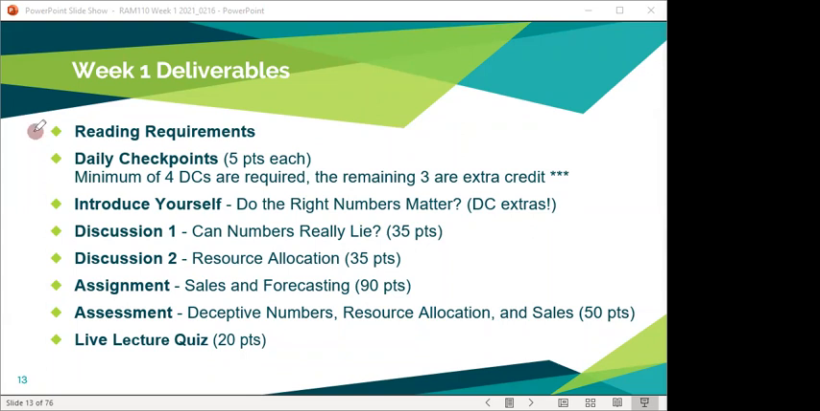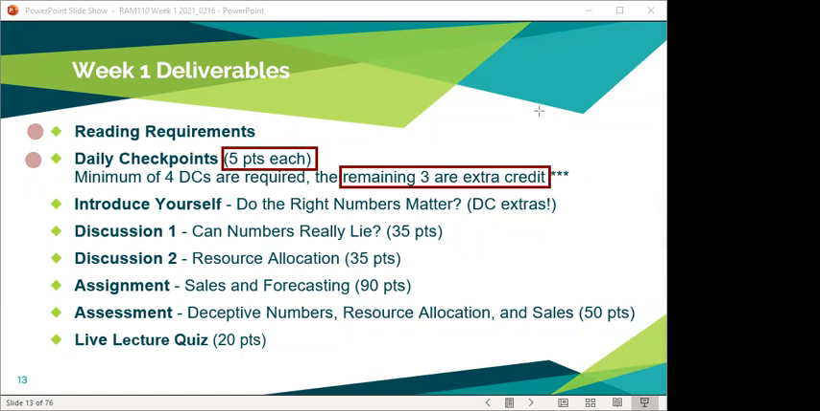So your daily reading requirements, make sure you address those and carve out at least an hour of time probably for that, or a couple of hours if you had to skip a day. Your daily checkpoints, this is where you start earning points, 5 points for each daily checkpoint, minimum of 4 are required each week, and then the remaining 3 are extra credit.